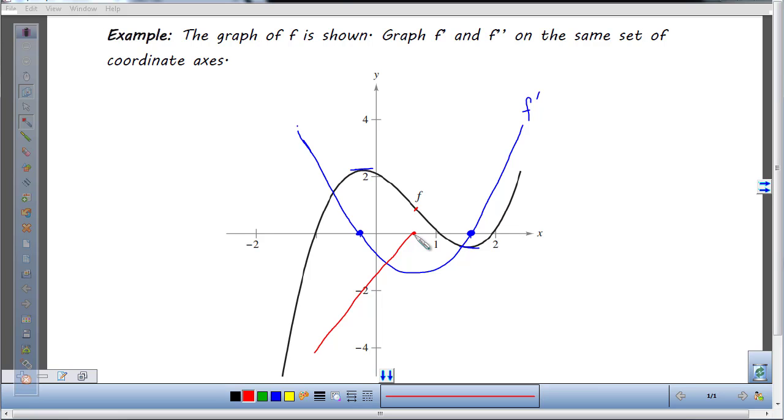And then here, once I get beyond this point, the graph becomes concave up. So that would be positive. So we just continue it on this way. And so this is the graph roughly of f double prime. These aren't exact, they're rough sketches, okay? But we should be able to look at a graph of a function and come up with a graph of the first derivative and also the second derivative.